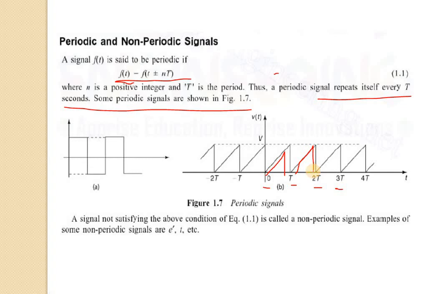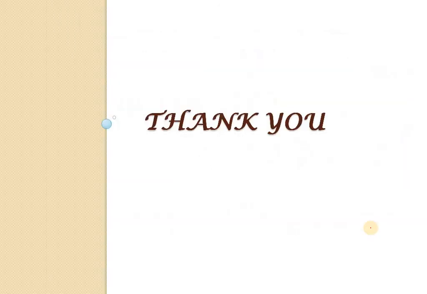A signal not satisfying the above condition is called a non-periodic signal. That means if a signal does not maintain this kind of behavior, and its behavior changes after a certain duration of time, for example, for some time it is a ramp signal, after that it behaves like a sinusoidal or sawtooth or a different signal, then it is a non-periodic signal. Some examples of non-periodic signals are e to the power minus t, or exponential with respect to time.